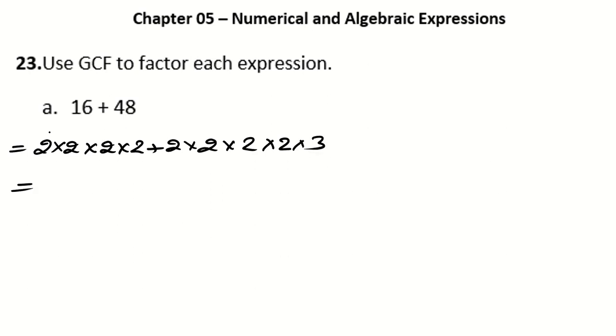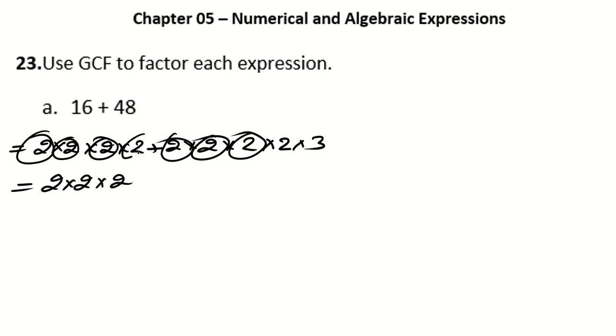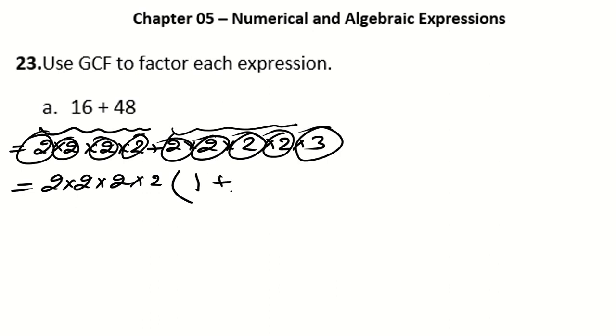You see, these two are the same right here. Another 2 is also common right here. Another 2 is also common right here. Another 2 is also common here. So right here, now put the bracket. Here everything is finished, so 1 plus, here everything is finished, but we have 3 left. So write 3 here.